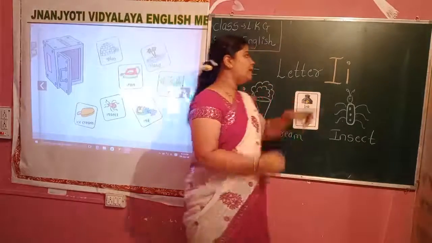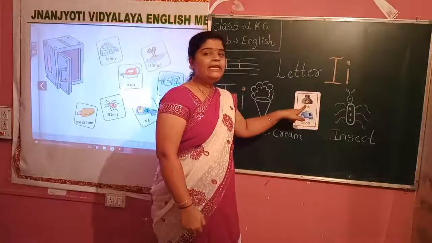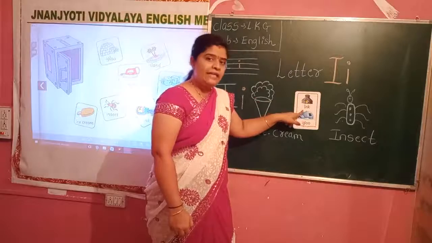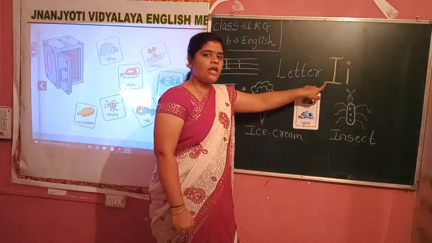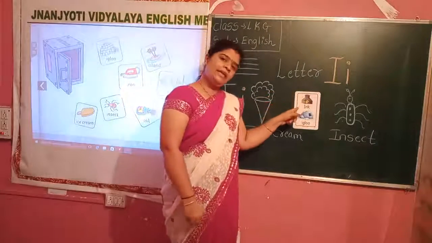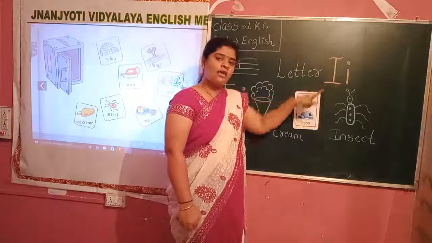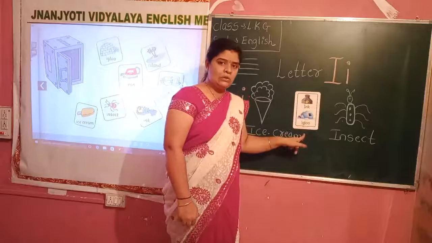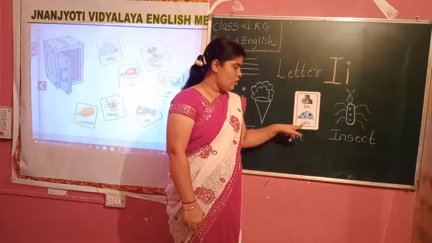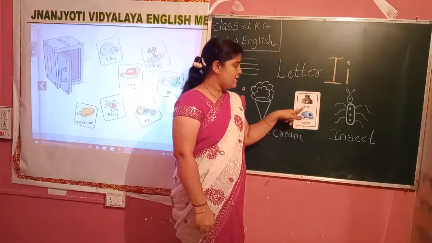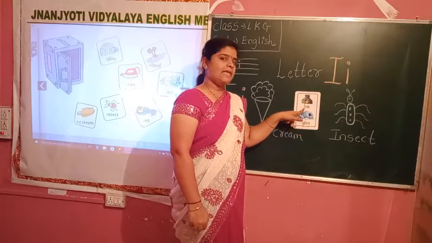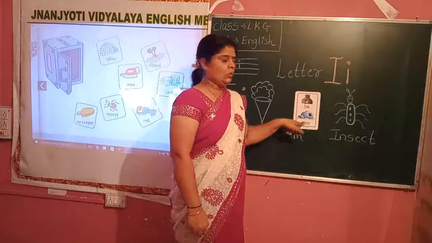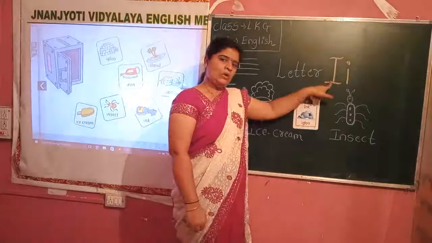For example, I for ink. Yes, children, I for ink. I for E, E, ink. I for igloo. I for igloo. Here is the lowercase i, and here they are given the uppercase I. Okay. I for igloo. E, E, igloo.